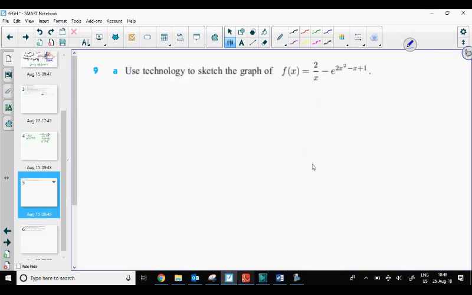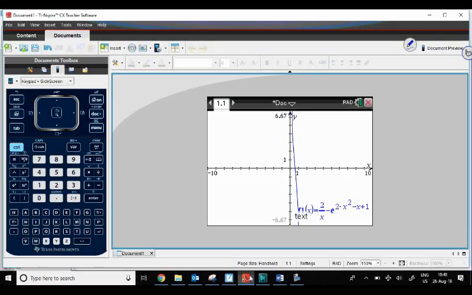So here's one that probably looks a little bit easier than it is. You're told, use technology to sketch this graph. It certainly does look like a very complicated function, though. We have something that looks like a hyperbola minus an exponential whose exponent is actually a quadratic. This is a very exciting function. When we go to the graph, we see, oh, it actually looks kind of dull.